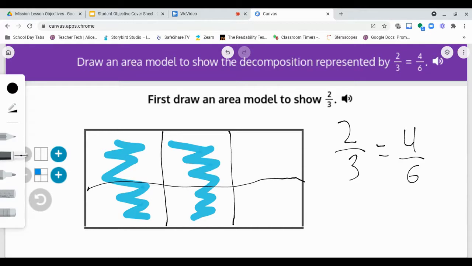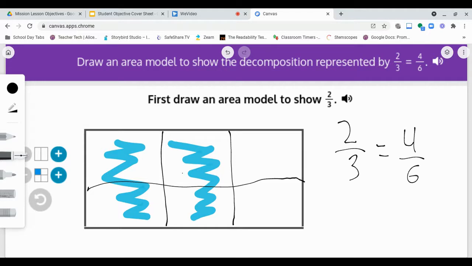Okay. Now, how many total pieces do I have? I have 1, 2, 3, 4, 5, 6. By making that one line, I decompose thirds into sixths. All right. Now, how many are shaded? How many of those sixths are now shaded? 1, 2, 3, 4. 4/6, right? So look, 2/3 is equal to 4/6.